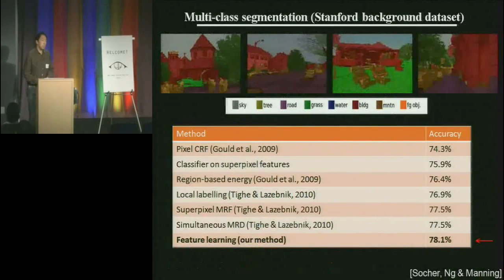More importantly, you can apply these sorts of features to standard vision tasks. All this work is somewhat preliminary, but Richard showed that using these features, you can outperform many hand-designed features, actually pretty sophisticated hand-designed models, on multi-class segmentation. This is work on the Stanford background data set.